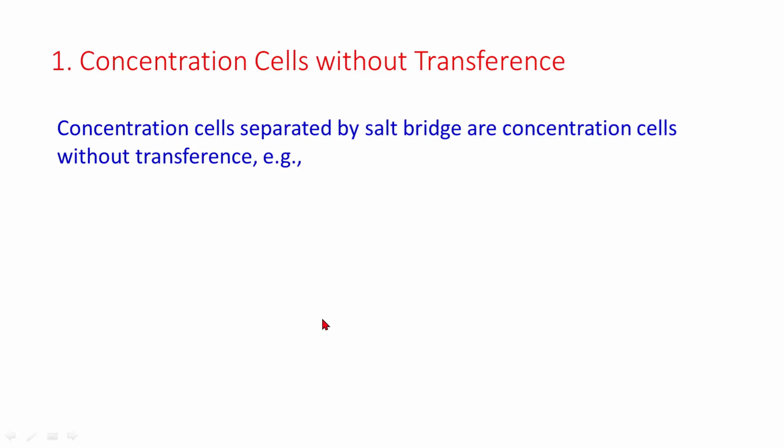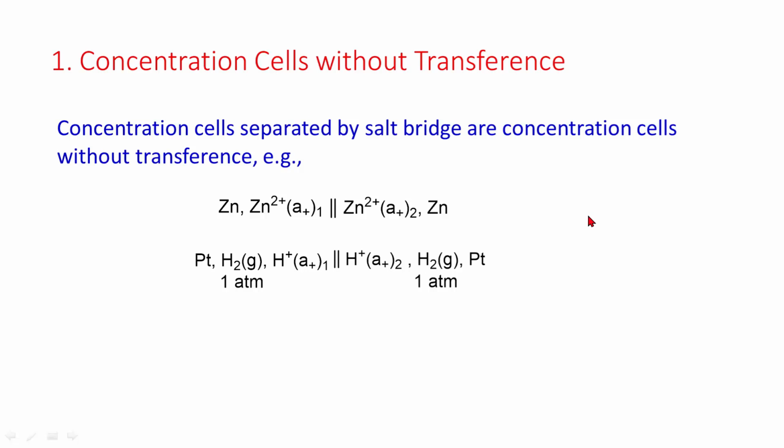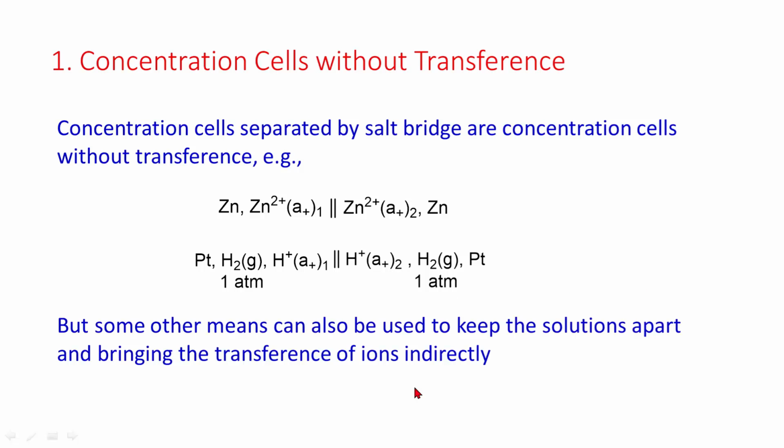Concentration cells separated by salt bridge are concentration cells without transference. For example, zinc in contact with zinc 2 ions at different activities, and these two cells are separated by salt bridge, and two hydrogen electrodes at different activity of H ions separated by salt bridge. But some other means can also be used to keep the solutions apart and bringing the transference of ions indirectly.